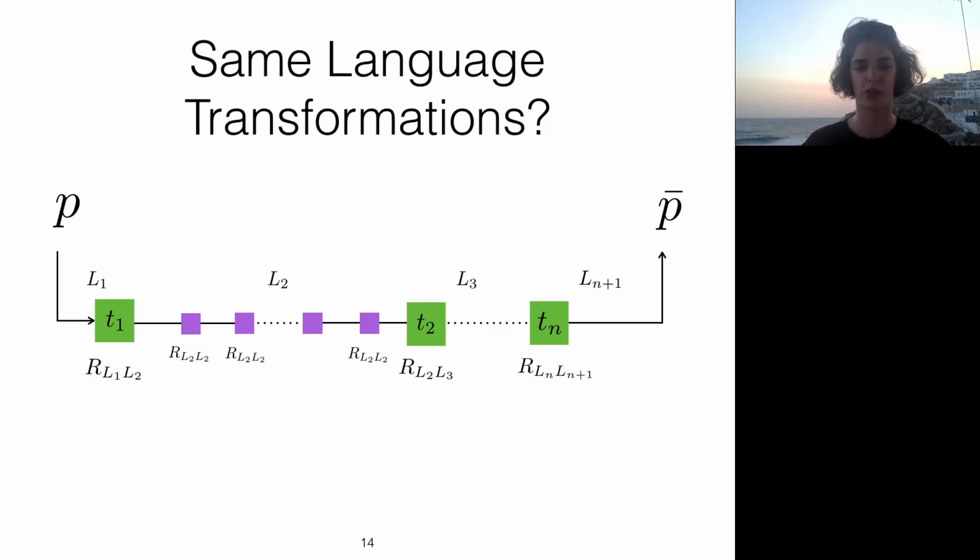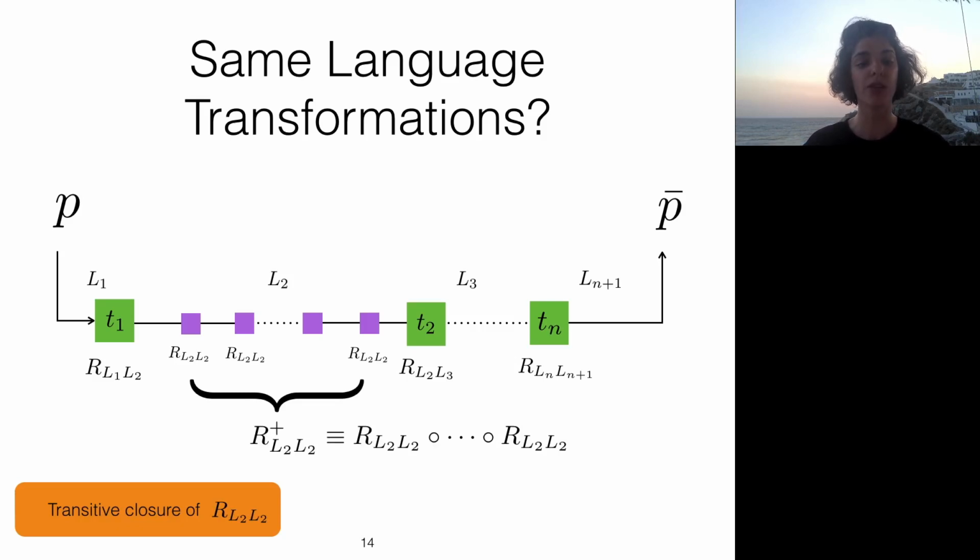In the previous pictures, we implicitly assumed that there are transformations only between the intermediate languages of the compiler. But compilers often have same-language transformations on some intermediate languages. In this picture, for example, we have a series of same-language transformations on language L2 that are verified with the same-language logical relation RL2L2. Note that the sequence of such transformations trivially satisfy the transitive closure of RL2L2, RL2L2+.